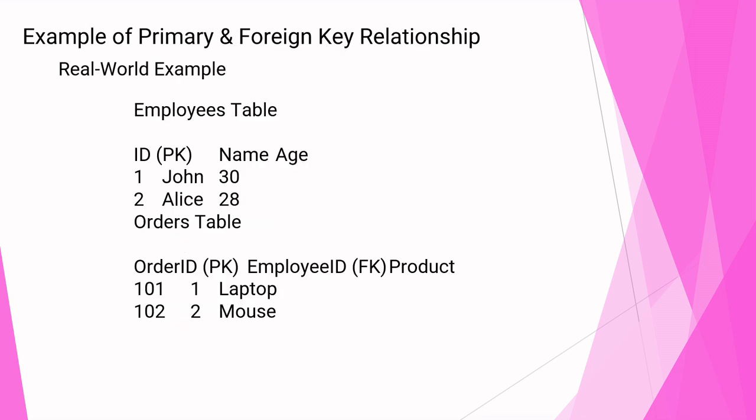Let us look at a real-world example. The employees table has an ID as the primary key. The orders table has a foreign key called employee ID that links back to the employees table. This ensures that each order is associated with a valid employee.